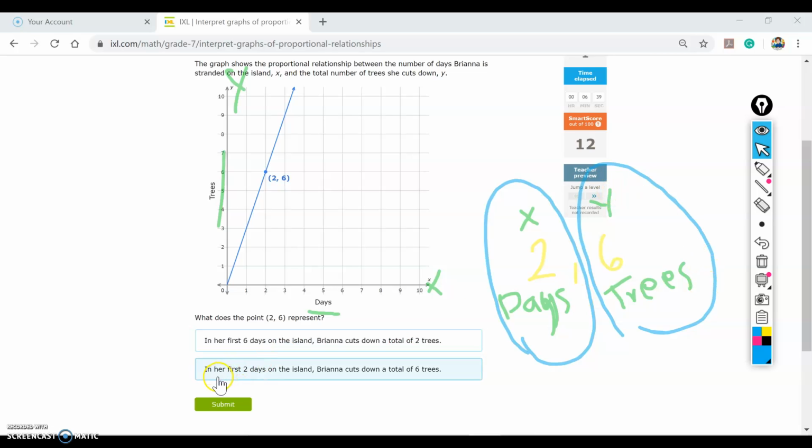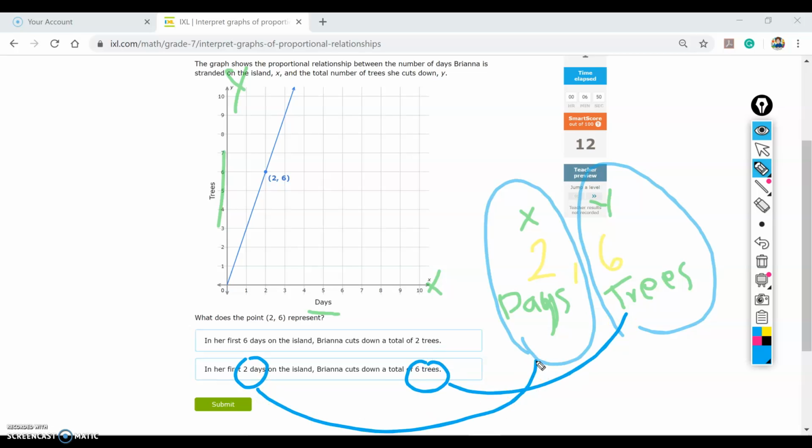So let's look at the second option. In her first 2 days, which is actually what we got here, you have 2 days and 6 trees, which matches what we got here. So because of that, the correct answer would be the second one.